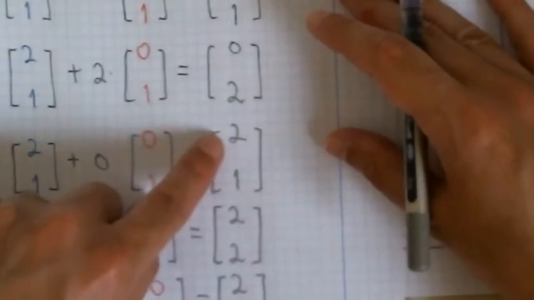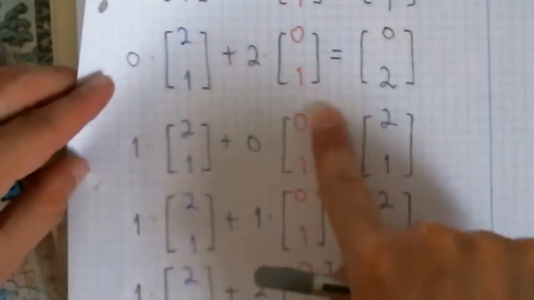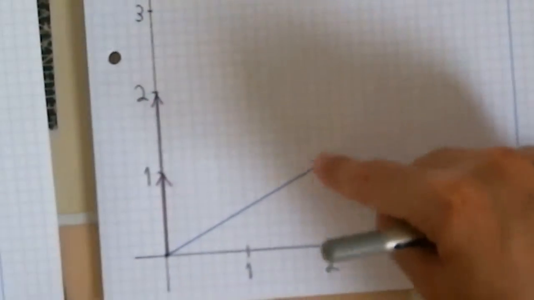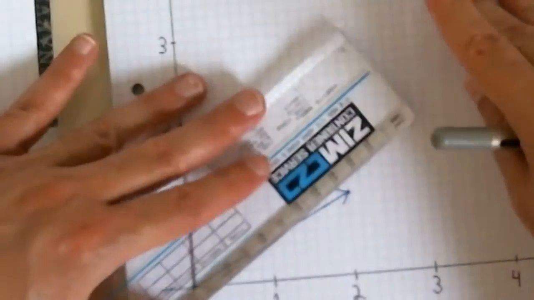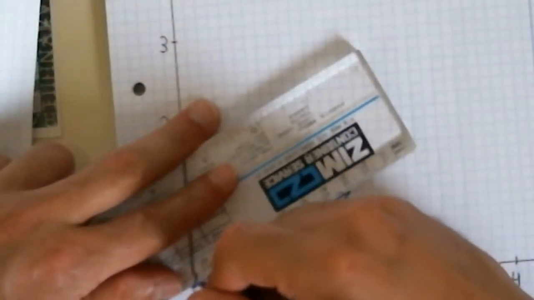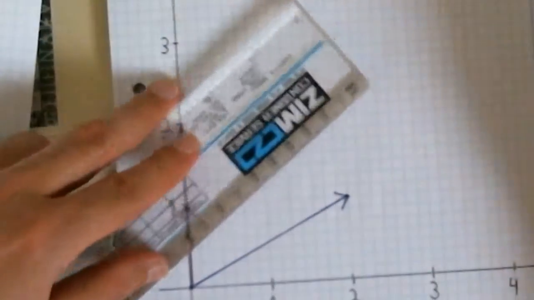Now 2 and 1. So we are going, it's basically the blue vector, because it's 1 times the blue vector and 0 times the red vector. So it's 2 and 1. This is the blue vector. I'm just drawing over it with purple. Okay?